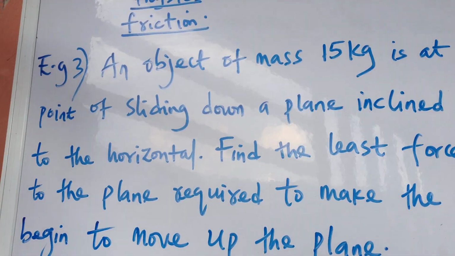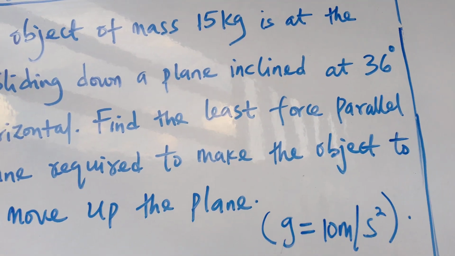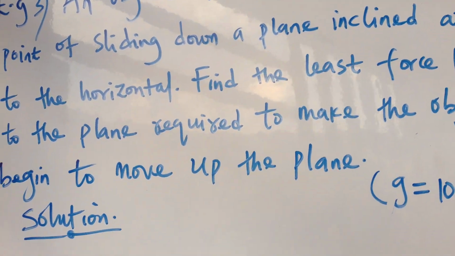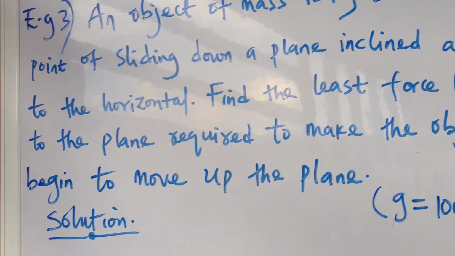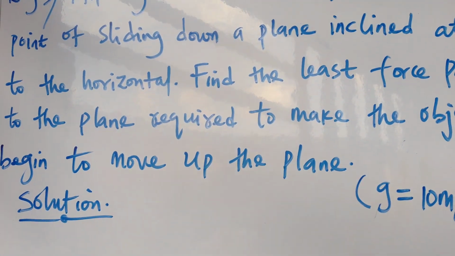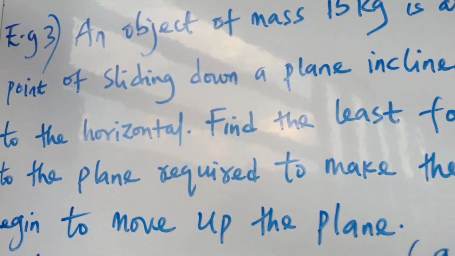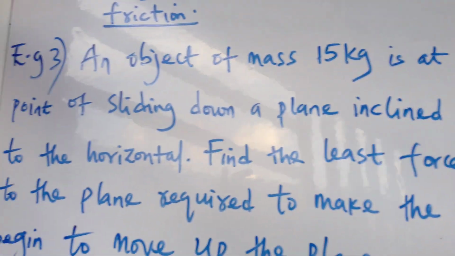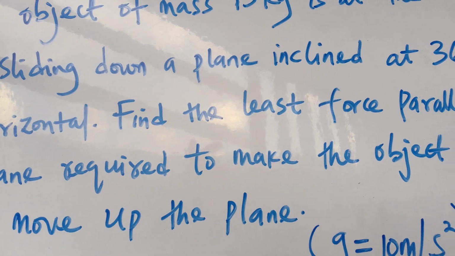kilograms is at the point of sliding down a plane inclined at 36 degrees to the horizontal. Find the least force parallel to the plane required to make the object begin to move up the plane. So we are told that the object of mass 15 kg is at the point of sliding down a plane inclined. Now, that is an inclined plane.